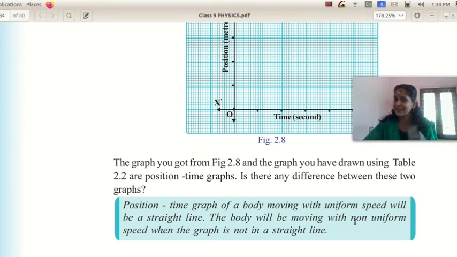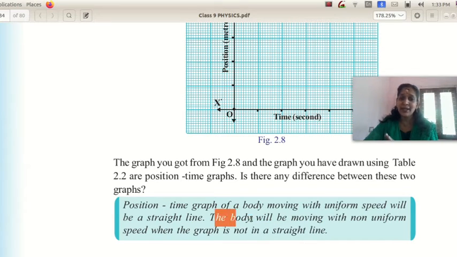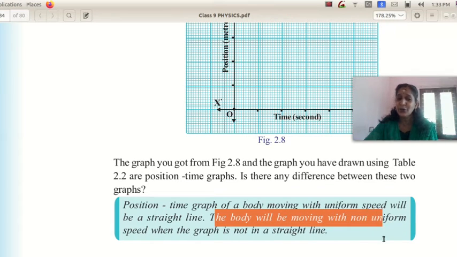In our case, our car is traveling with a non-uniform speed. The graph will not be a straight line. The body will be moving with non-uniform speed when the graph is not a straight line. Okay?